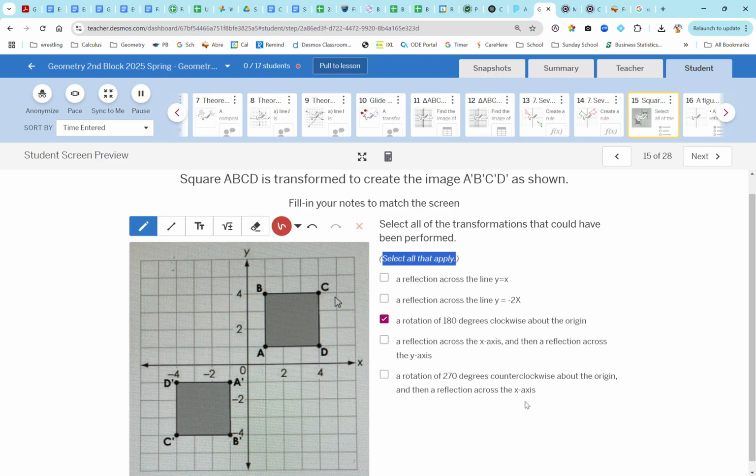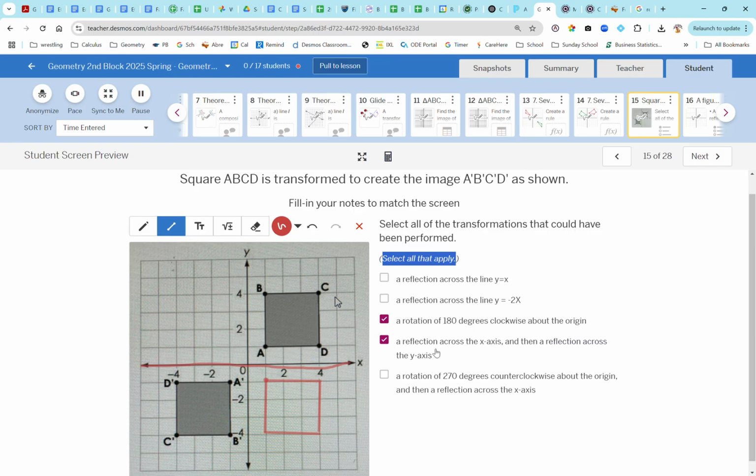The first one takes and reflects it across the x-axis. Our x-axis is this axis right here. So that's going to move the A to here, the D over here, C will be down below here, and then B is going to be right here. Okay, so that does not get us all the way over there, but it didn't say stop there.